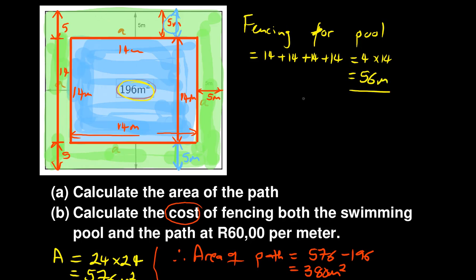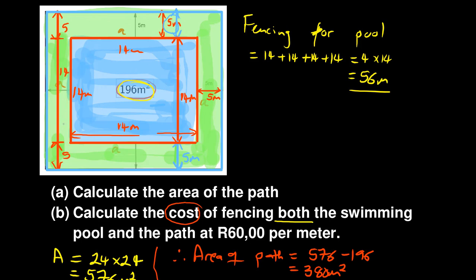So that is the first fence. You need 56 meters of fence wire for that. That is the pool. Then the question says calculate the cost of fencing for both the swimming pool and the path. Now you also want to fence the path. You are going to fence that part so that people do not access the swimming pool, or kids do not fall into the pool. So you have to fence the outside again of the pool.